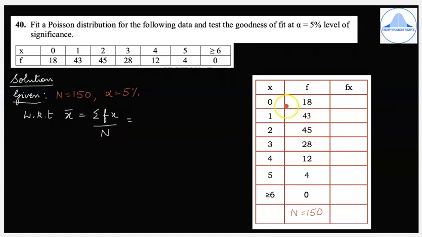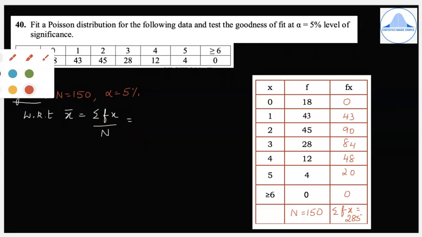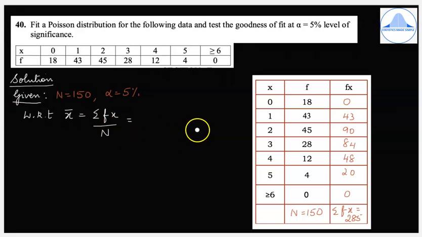So first I will get 0 into 18 is 0. Please be careful. Next is 43. The next values are 90, 84, 48, 20 and 0. Next, calculate summation fx, which is equal to 285. It is very important that we calculate the mean correctly, otherwise the entire problem will go wrong. So this is equal to 285 divided by 150, which is equal to 1.9.